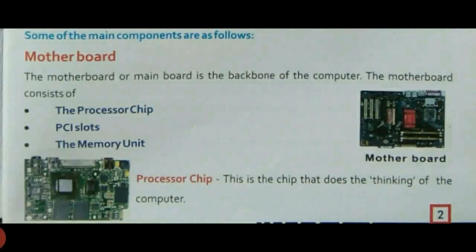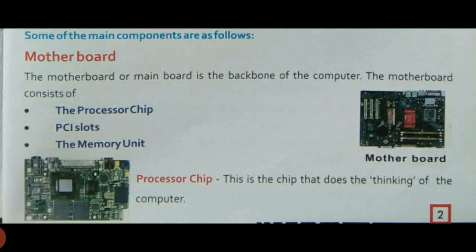Next, some of the main components are as follows. First one is the motherboard. The motherboard, or main board, is the backbone of the computer. The motherboard consists of the processor chip, PCI slot, and the memory unit. Now, what is the actual work of the processor chip, PCI slot, and the memory unit? We'll see one by one.